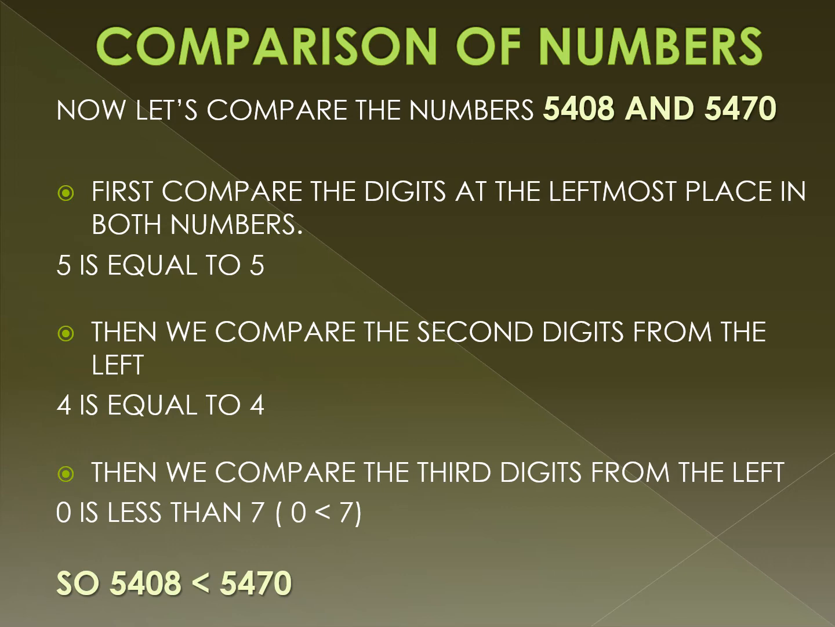compare both the numbers. In case all the four digits, because I'm saying four digits because we are comparing only four-digit numbers, in both the numbers are exactly equal, then we say both the numbers are equal, and we put an equal to sign.